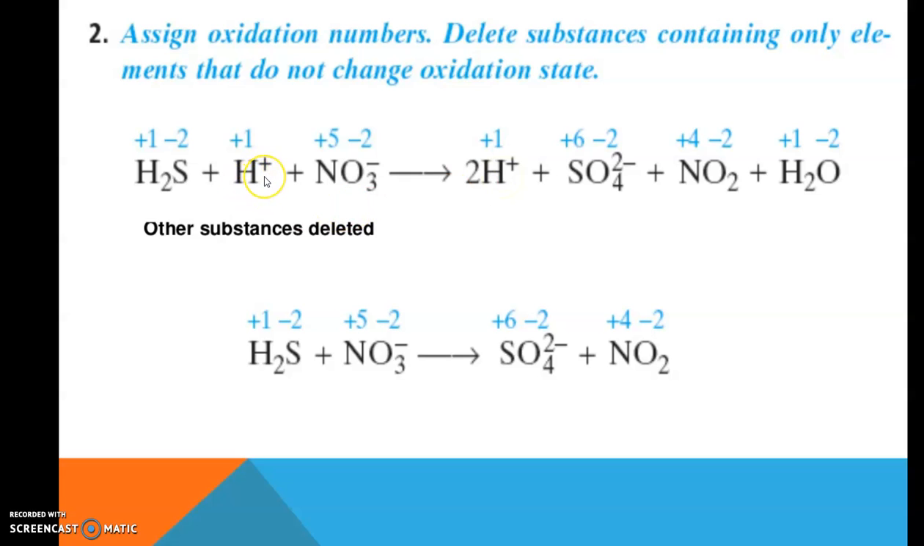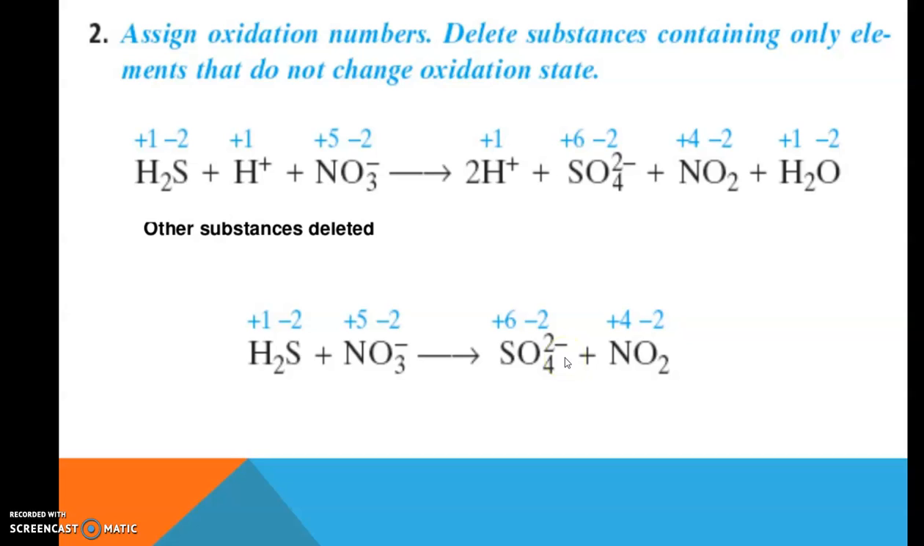For example, we'll check with NO3. Nitrogen oxidation here is plus 5. Here it is plus 4. So it is changed, so we have to write that. H2S, we'll check with the sulfur, minus 2 to plus 6. So it is also changed. So H2S we have to write, NO3 we have to write.